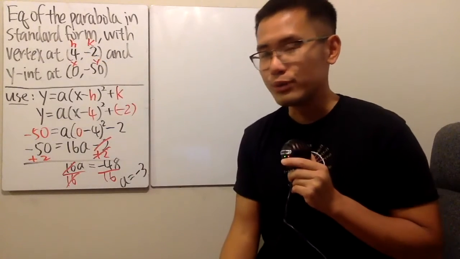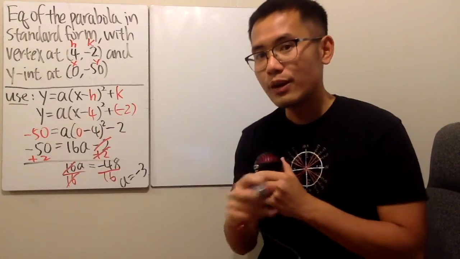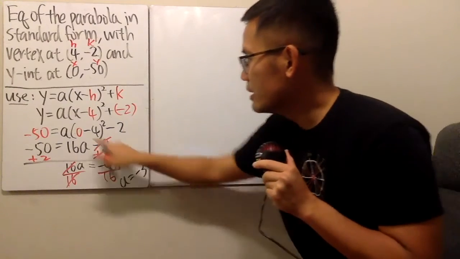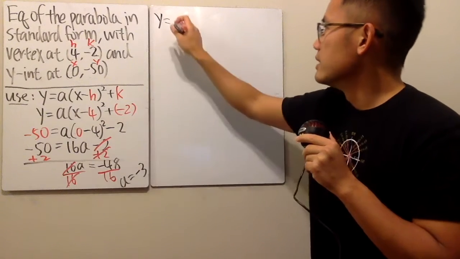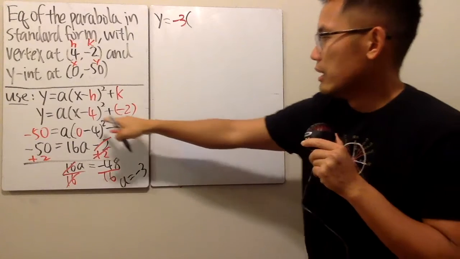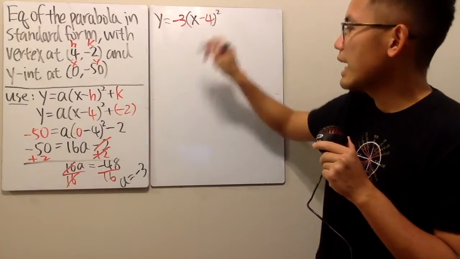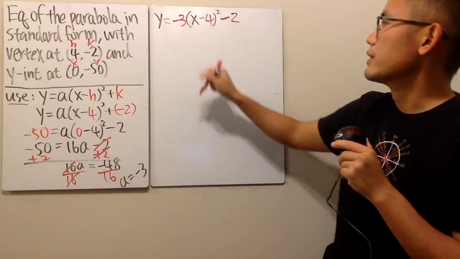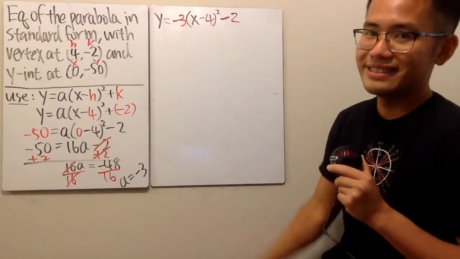So this is what we have to do. Put the -3 for the a right here, and then we are going to work this out and collect like terms. Have a look. So we know y is equal to a, which is -3, and then we multiply by (x minus 4), and then square that, and then here we have the -2 after that, yeah? So we have all this. So again, you have to figure out the h, k value, and also the a value, like this.